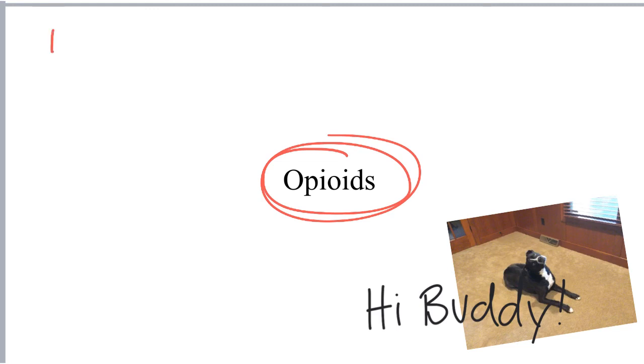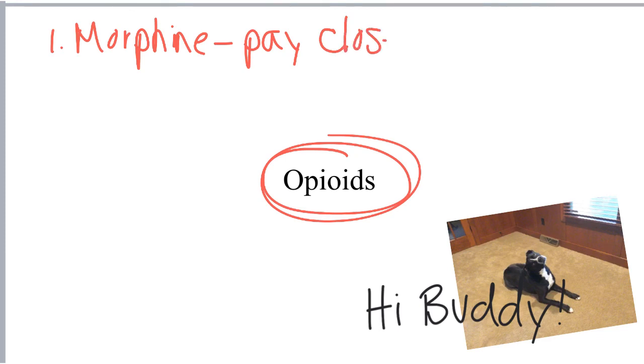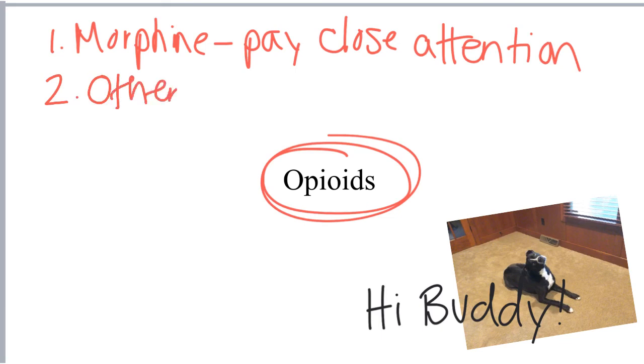The video will begin with a thorough description of the activity and pharmacology of morphine, which is the prototypic opioid agonist, and the one to which all other opioid agonist drugs that produce pain relief are compared. So spend the most time focusing on morphine and understanding its pharmacology before moving on to the other agents.